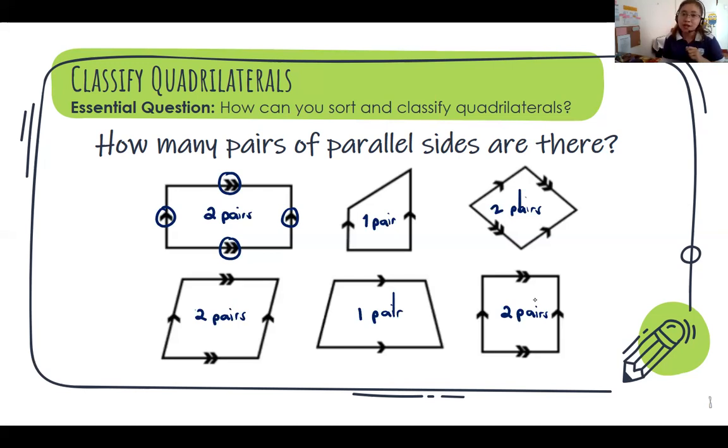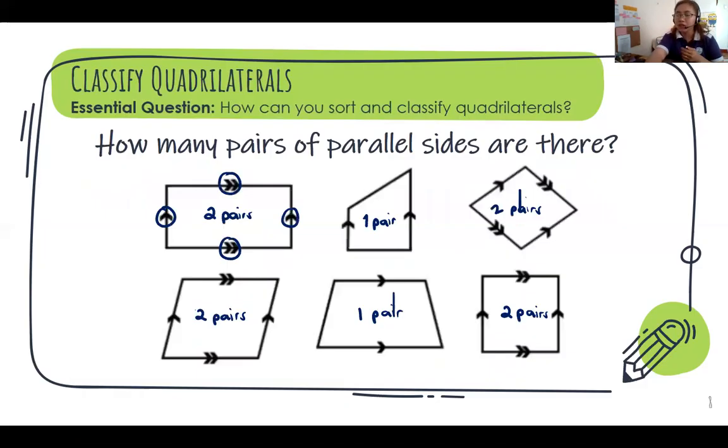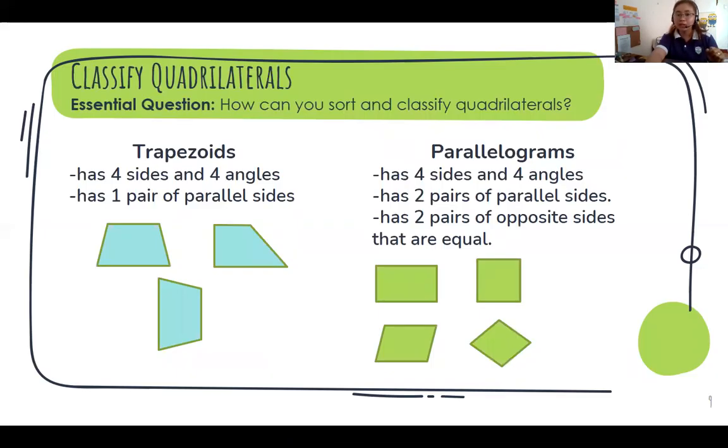Now, just by identifying the number of pairs of parallel sides, we can actually give them special names already. And here it goes. For those shapes with exactly one pair of parallel sides, we can call them trapezoids. So aside from it being a quadrilateral, we can name it under trapezoids. For parallelograms, going back to the activity earlier, all of those shapes with two pairs of parallel sides, regardless of the measurement of the sides or its angles, we call parallelograms.